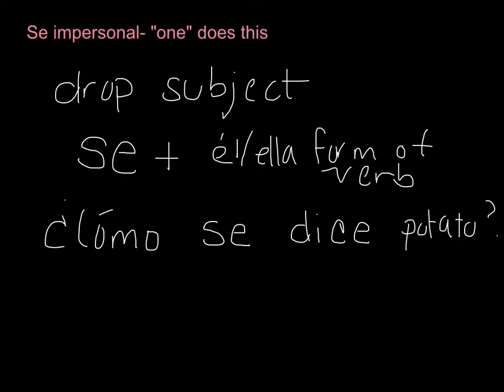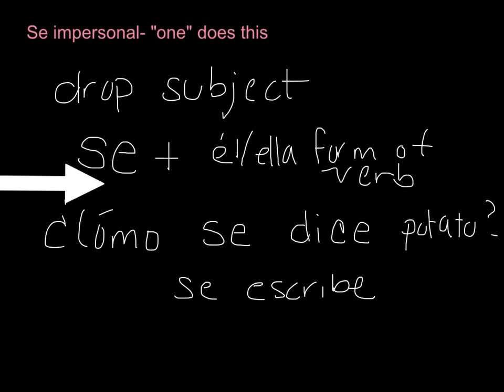So we've actually said this a lot. Every time we were saying that, we were actually using the se impersonal. So again, you drop the subject. And secondly, you use a se. And then lastly, you use the él or ella form of the verb. So, ¿cómo se dice potato? Another popular one that we'll see often here is ¿cómo se escribe? How does one write? So, ¿cómo se escribe? And that is our se impersonal.